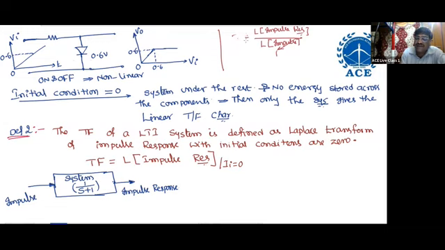What is the first definition? Laplace of output by Laplace of input. The output is the impulse response, the input is an impulse, so the Laplace of impulse is 1. But then why do we need this second definition? We don't strictly require a second definition. Now, why we require it, listen.